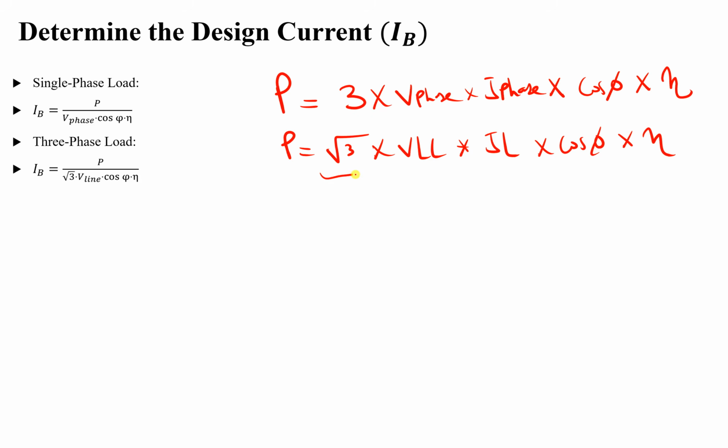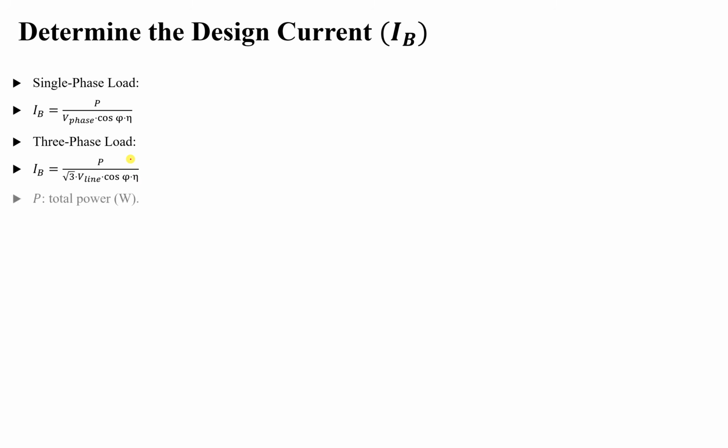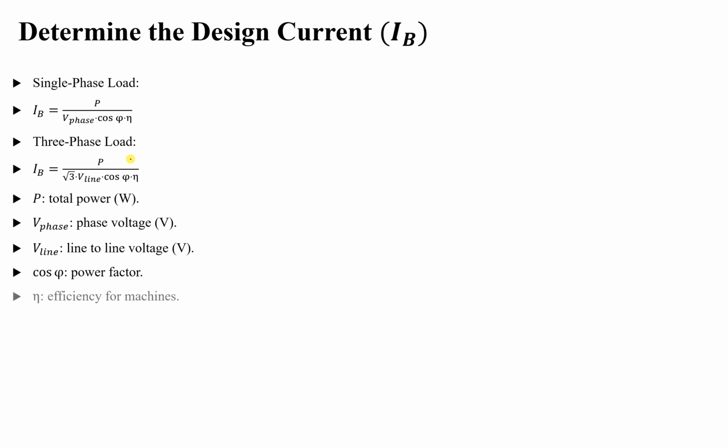This is in case of using line to line and I line. This is in case of using the phase values. And this is the equation which we obtained right now. So this is simply the rated current of our load, where the values are as follows.